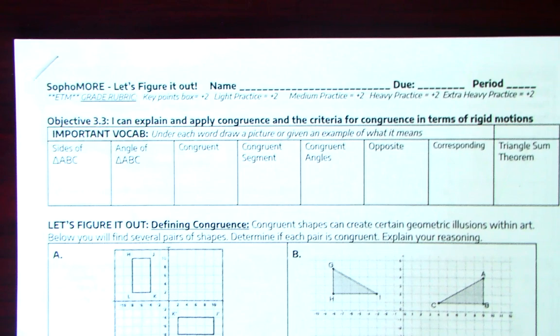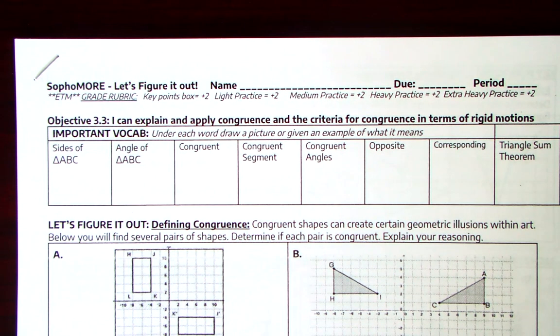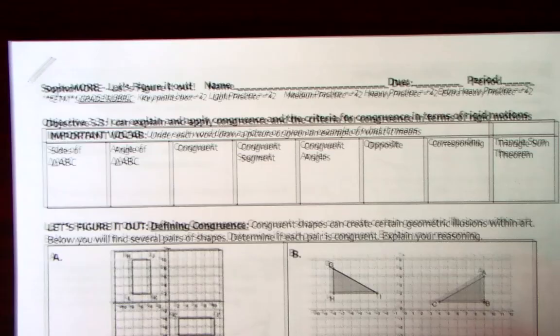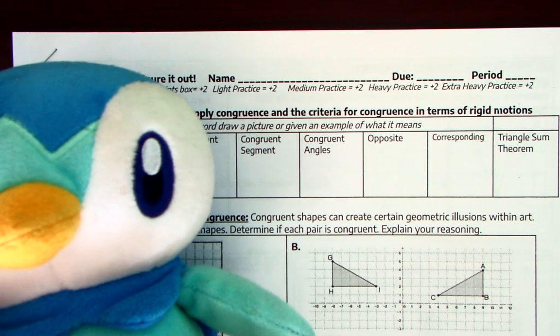Hi. Okay. This lesson is about being able to explain and apply congruence and the criteria for congruence in terms of rigid motions. We're going to focus mostly on this word congruence. As a reminder, congruent is when two objects are the same size and shape. So for example, I got one pip up here.